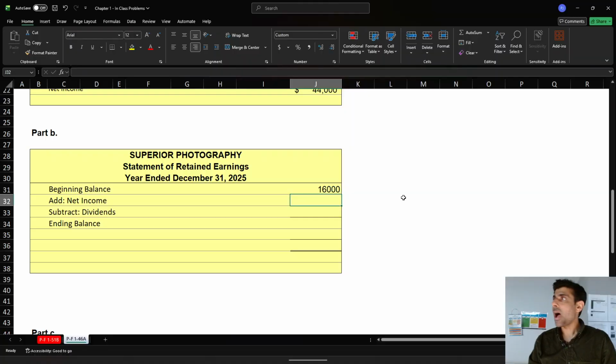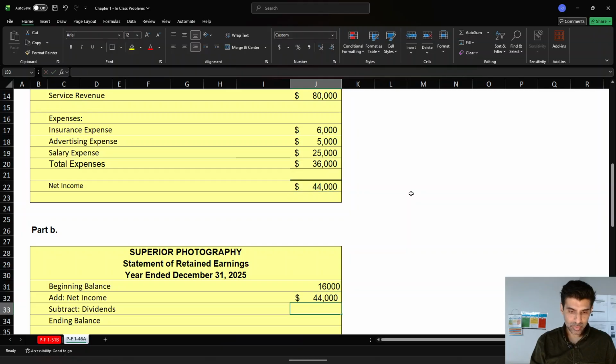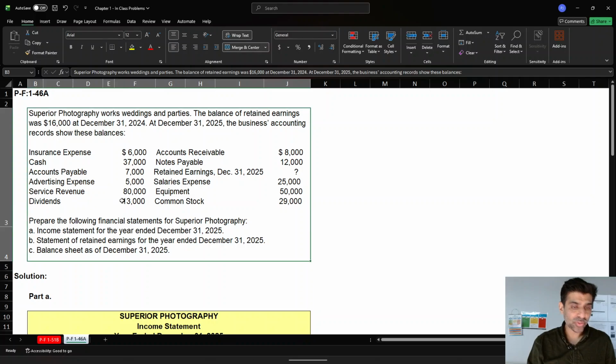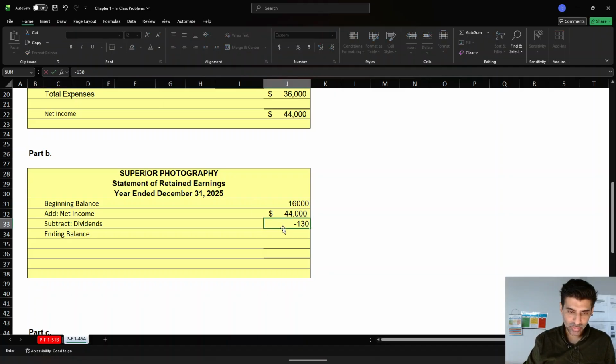I'm going to add, in 2025, I earned $44,000 of net income. I just calculated that from this income statement. So I'm going to do a cell reference to that. I see that my dividends that I paid was 13,000. Okay, so that's a subtraction from retained earnings, right? Our retained earnings, the definition is your profit minus what you've paid out in dividends. So I've paid out 13,000, and let me format all these nicely into dollars.